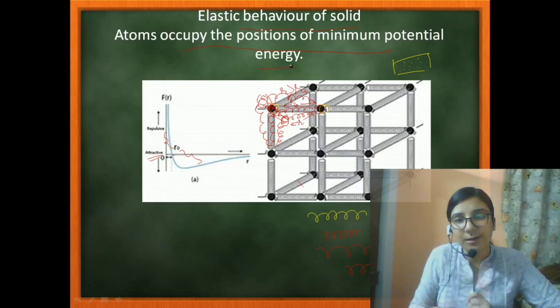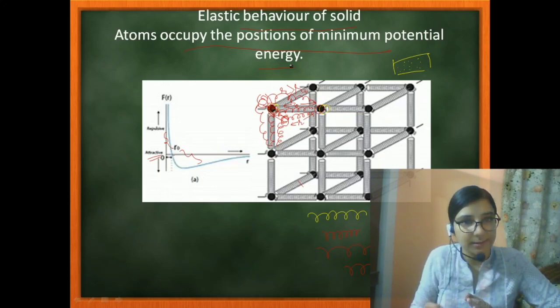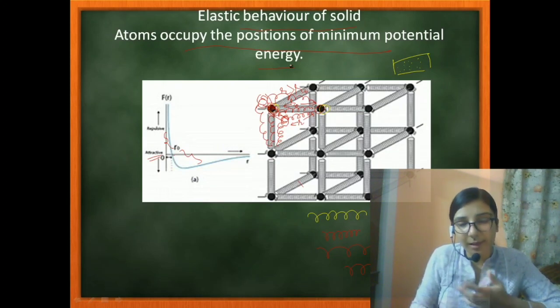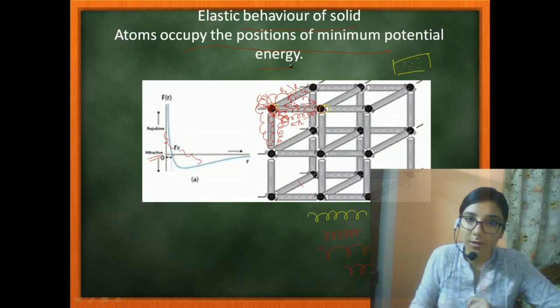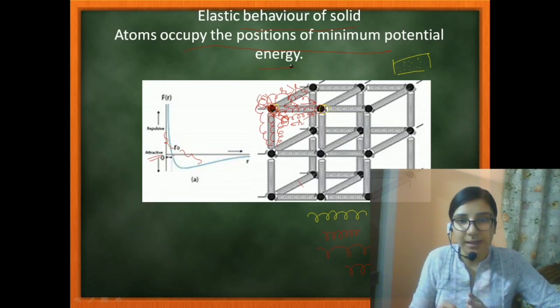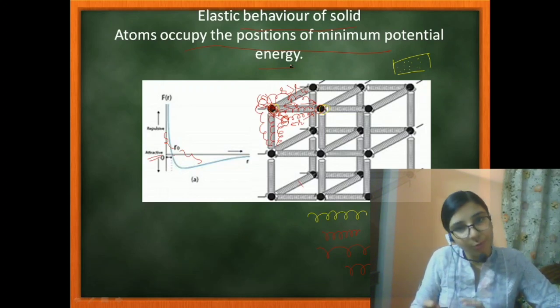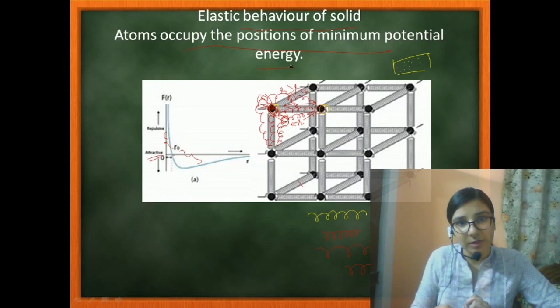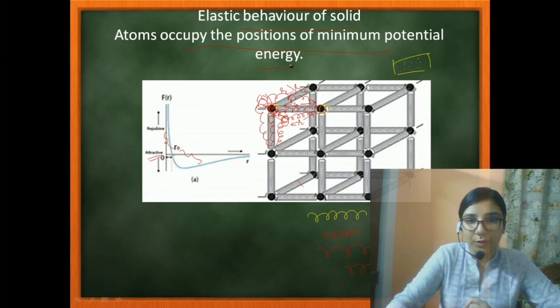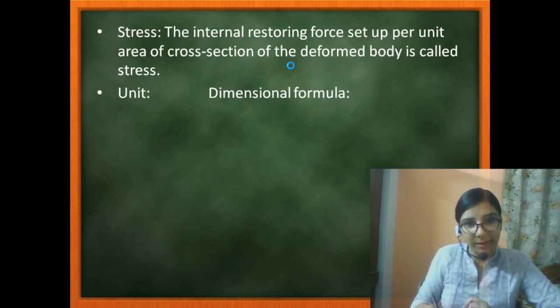So till now we discussed what elasticity is. That is, elasticity is a property by which the object will regain its original shape and size after the removal of the deforming force. Most of the solid objects that we see are elastic and not perfectly rigid, and atoms occupy the position of minimum potential energy. Now let's go to the next slide.